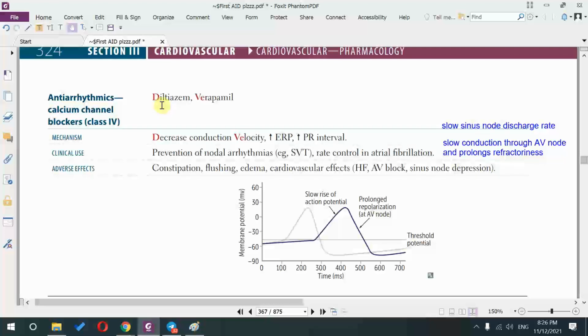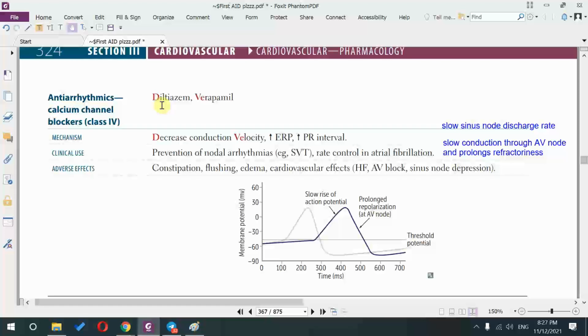Anti-arrhythmics, calcium channel blocker, class 4. So these are the non-dihydropyridine calcium channel blockers, like diltiazem and verapamil. The mechanism: they decrease conduction velocity, and if they decrease the conduction velocity, you can imagine you will have brady or tachycardia? Bradycardia, correct. So they increase the refractory period and the PR interval. So they can be utilized to prevent nodal arrhythmias, like SVTs.